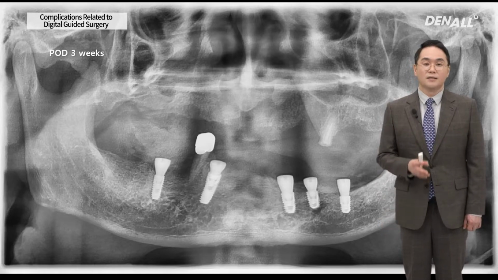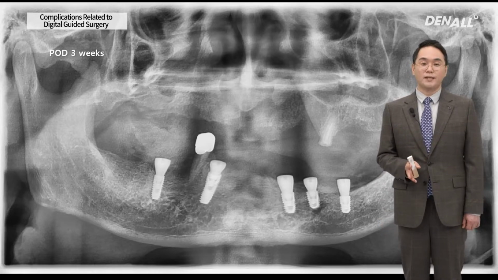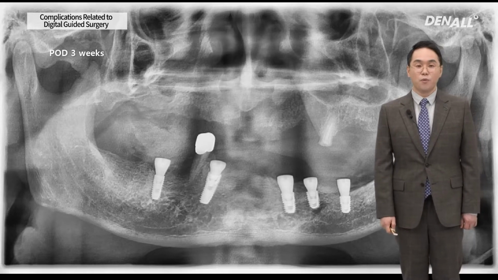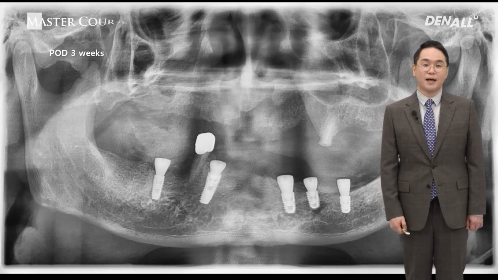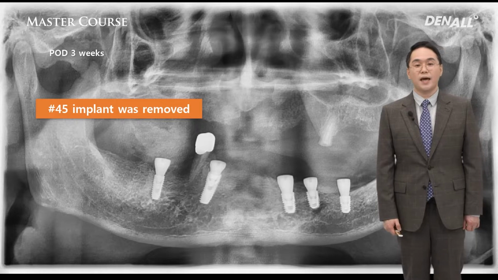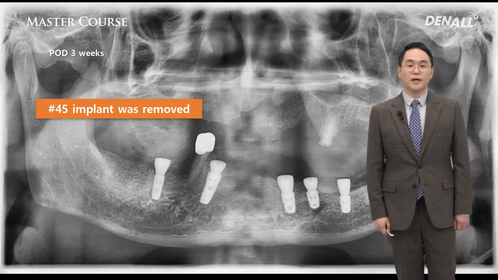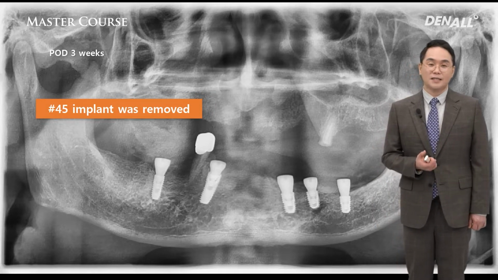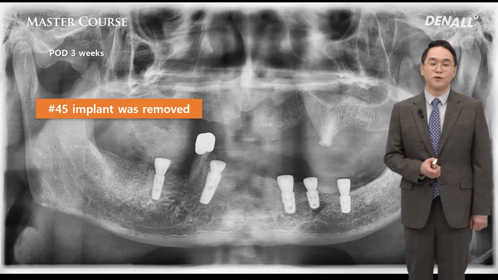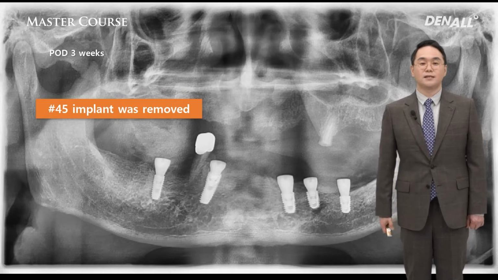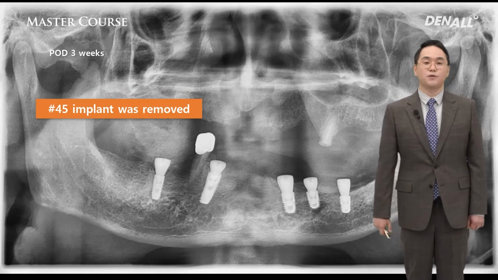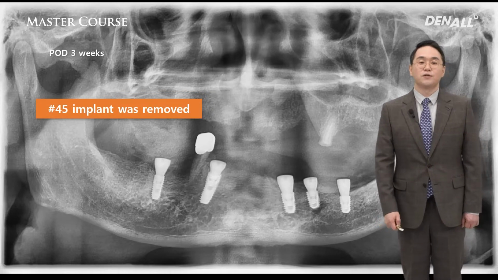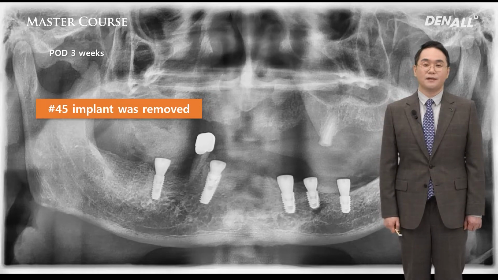accompanies necrosis of residual bone around the implant, and in the number 44 mesial to the number 45 implant, there was extensive distal bone loss. And there was mobility in that tooth. I explained this to the patient, and number 44 was removed, and instead of number 45, I recommended placing an implant in number 44 and decided to restore number 45 with a pontic.